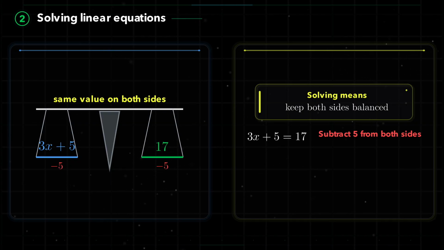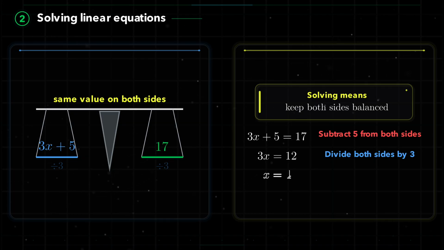On the left side, plus 5 and minus 5 cancel. That leaves us with 3x. On the right side, 17 minus 5 is 12. Now the equation is 3x equals 12. We are closer, but x is still being multiplied by 3. To undo multiplication by 3, we divide both sides by 3. On the left, 3x divided by 3 leaves x, and on the right, 12 divided by 3 is 4. So x equals 4.